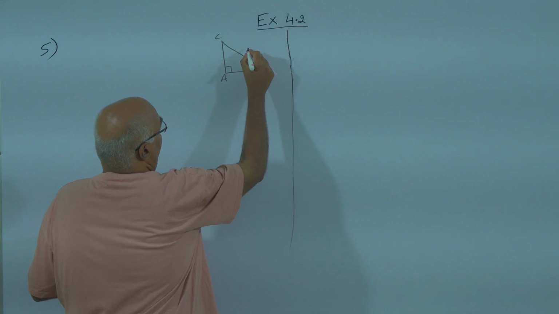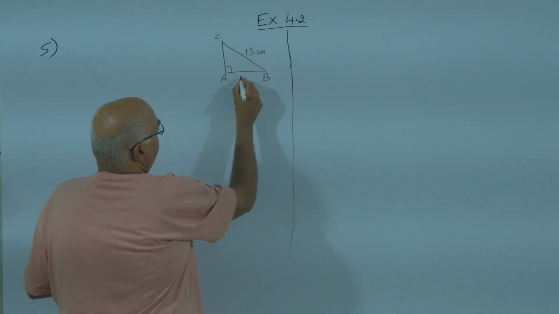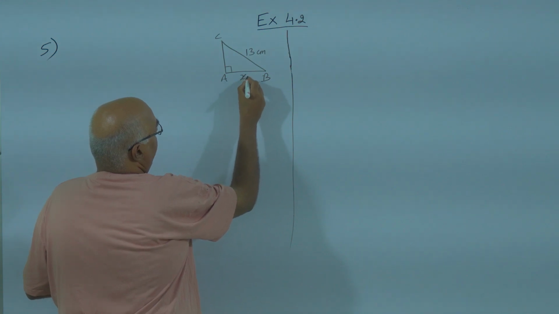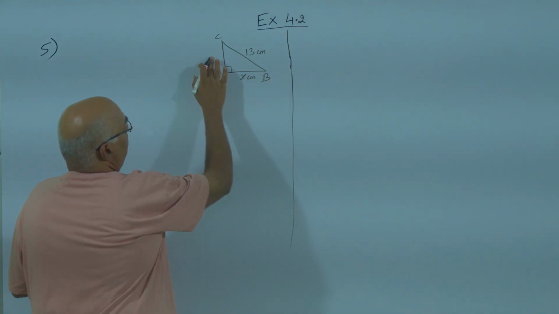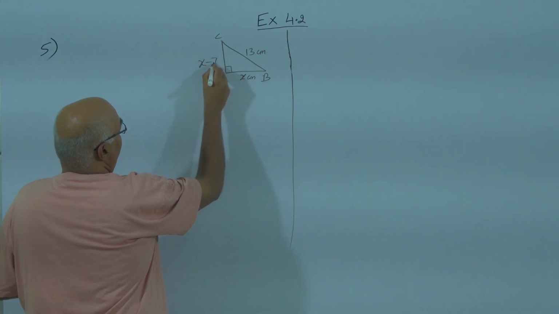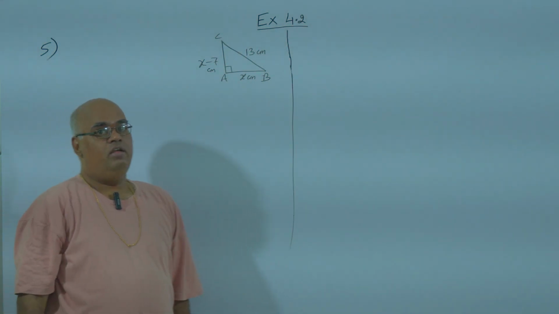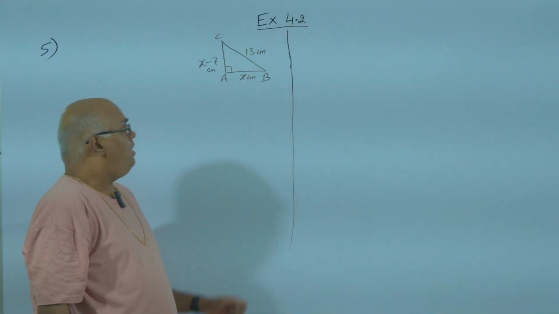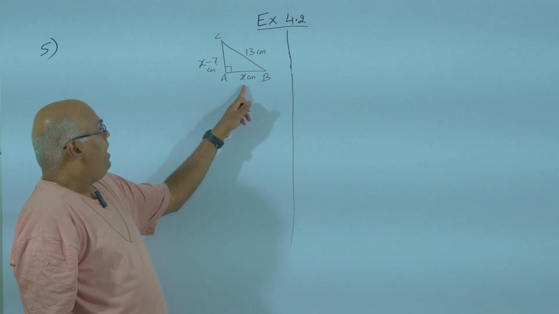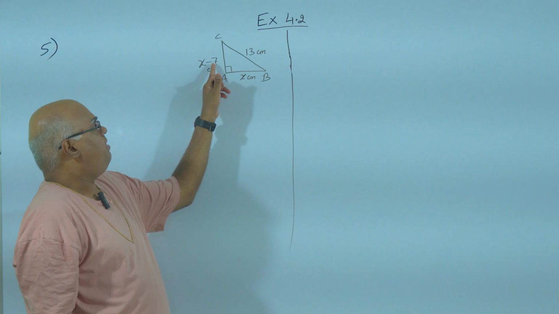It is given that the hypotenuse is 13 centimeter. The base of the right angle triangle is x centimeter. And the altitude of the right angle triangle is x minus 7 centimeter. So this is the information given. From this information, we need to find the length of the base and the altitude. That is, we need to find the value of x and x minus 7.